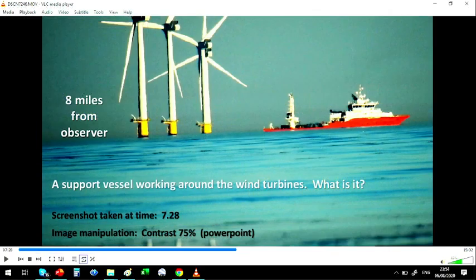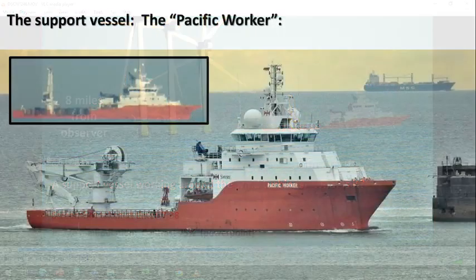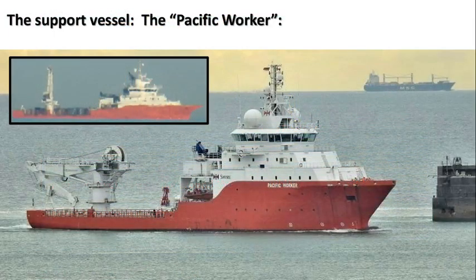A support vessel working around the wind turbines. What is it? Screenshot taken at time 728, image manipulation contrast 75%. Wind turbines 8 miles from observer. The support vessel, the Pacific Worker.